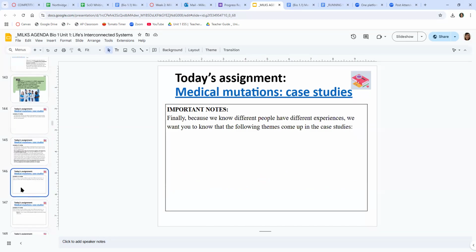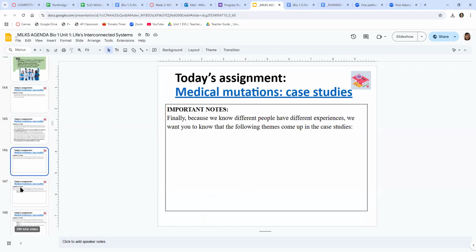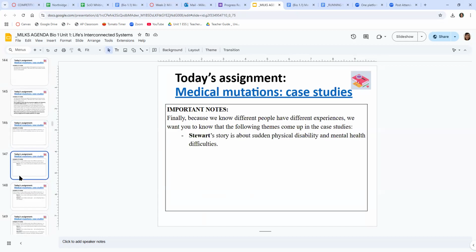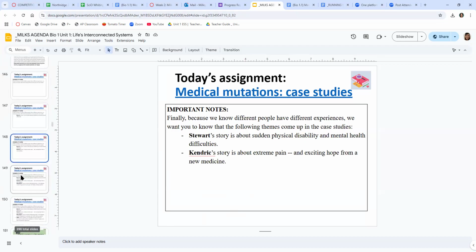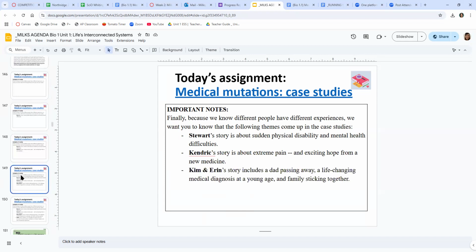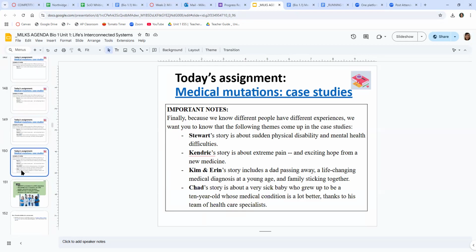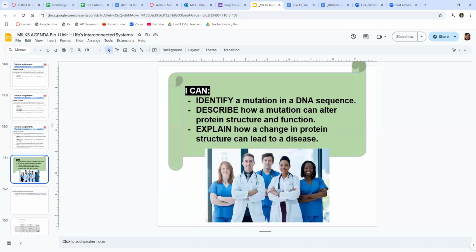Finally, because we know different people have different experiences, we want you to know the following themes come up in the case study. Stuart's story is about sudden physical disability and mental health difficulties. Kendrick's story is about extreme pain, but also exciting hope from a new medicine. Kim and Aaron's story includes a dad passing away, a life-changing medical diagnosis at a young age, and families sticking together. And Chad's story is about a very sick baby who grew up to be a 10-year-old whose medical condition is a lot better thanks to his team of healthcare specialists.